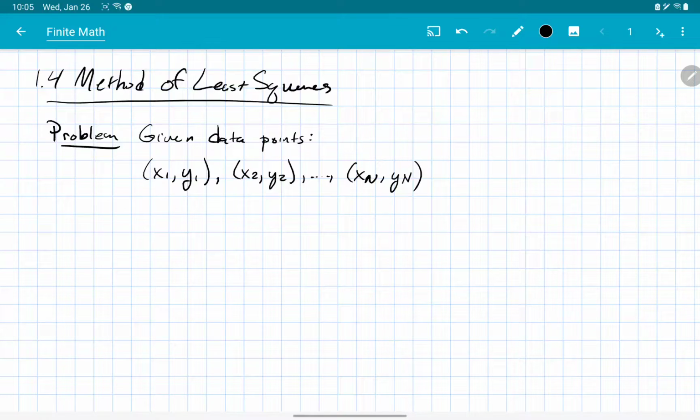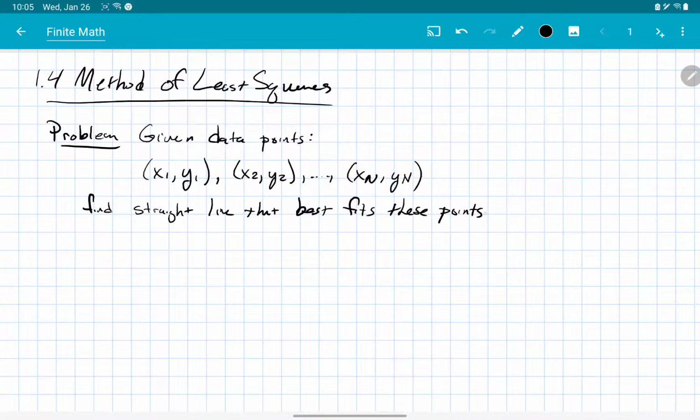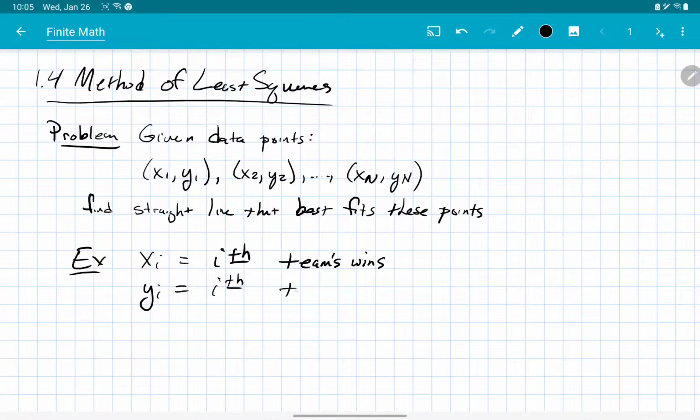And so what we want to do is, given those data points, we want to find the straight line that best fits these points. So as I said, an example we could think of would be xi would be the ith team's wins, and yi might be the ith team's home runs.